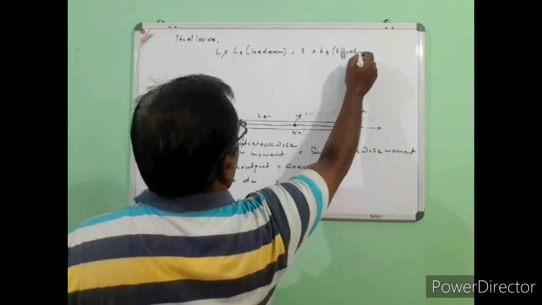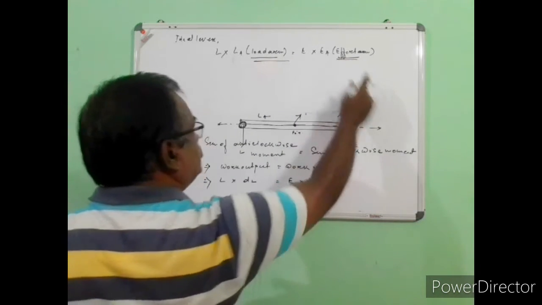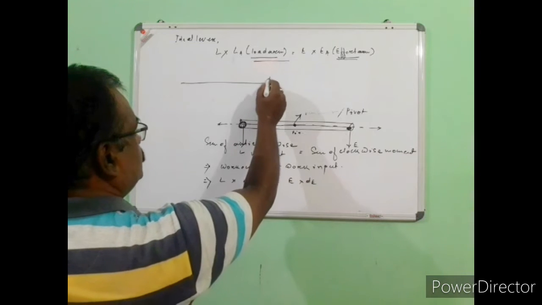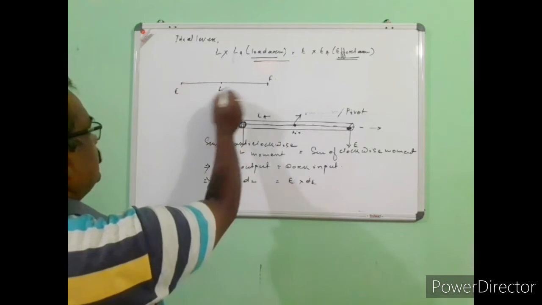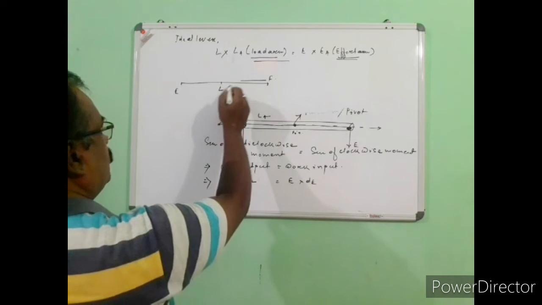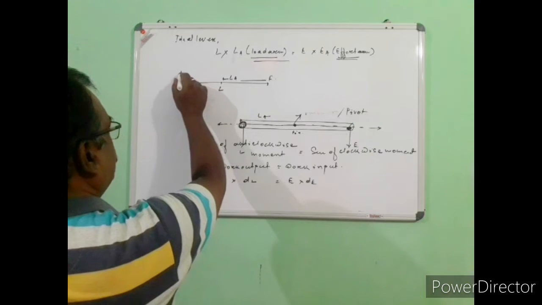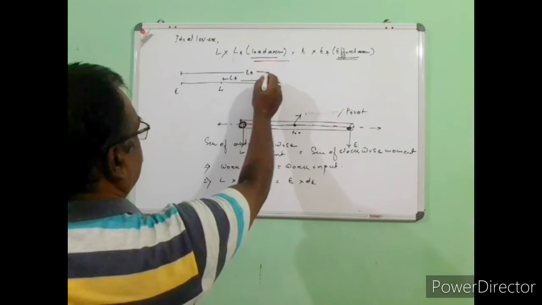And remember that the load arm and effort arm have to be measured from the fulcrum point. Consider that this is a lever in which the fulcrum is here, the load is here, and this is the effort. So from the fulcrum till the load, you can say that this is your load arm, and similarly from the fulcrum till the effort, that is said to be your effort arm.